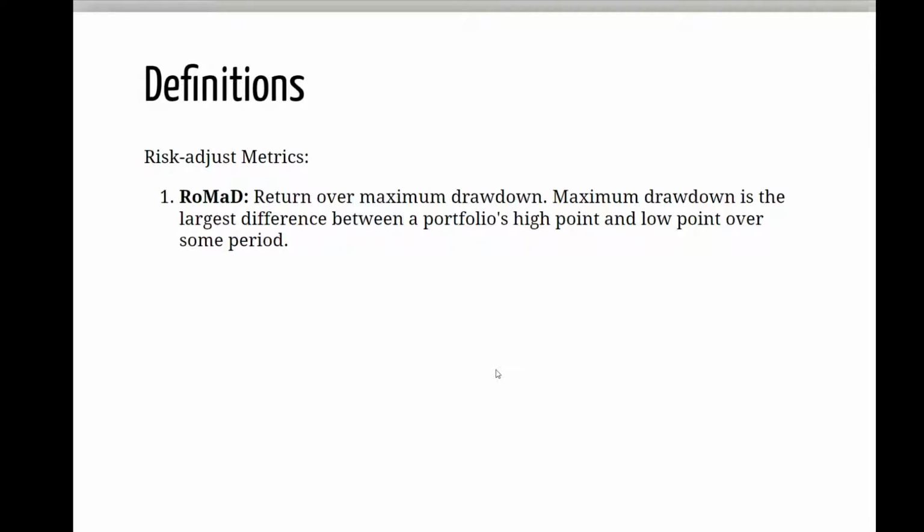The first one we call ROMAD. We're looking at total return over the last 6 months, and we are normalizing that by your maximum drawdown over the period. So for each unit of drawdown that you force your copiers to incur, what is the return that they've had over that period?